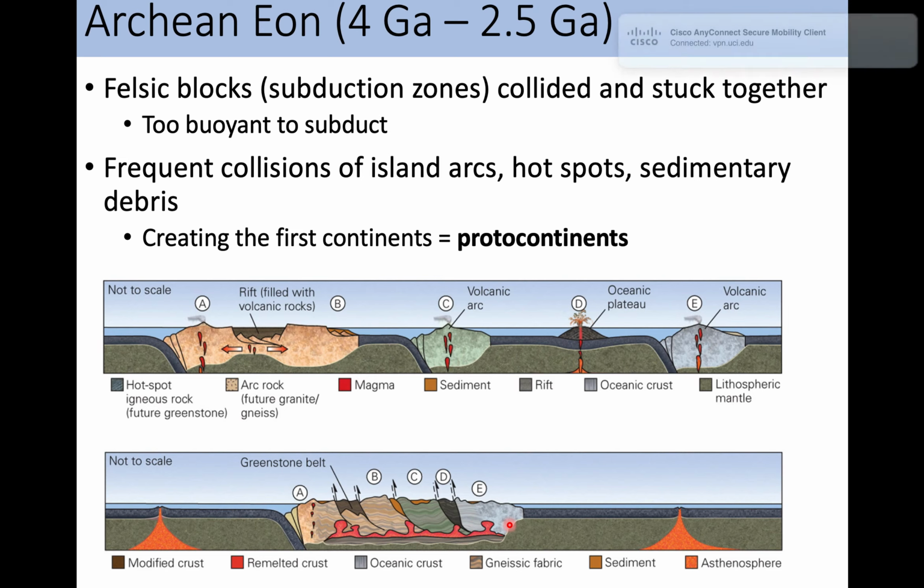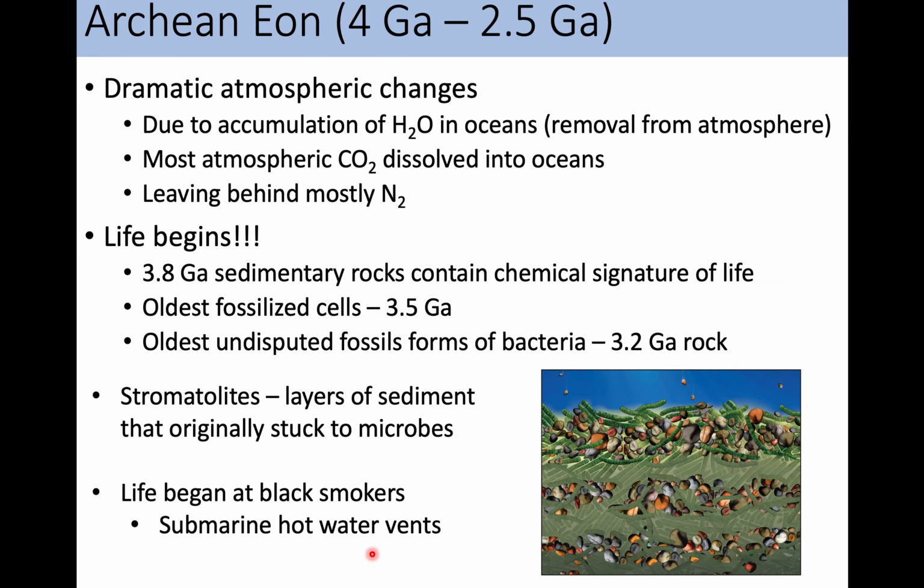So when our first felsic blocks of land started forming in this period, they formed in really small regions that were all then combined into what we call protocontinents. So the first sort of continents were formed by the collision of all of these smaller areas of crust. So this forms the protocontinents that would eventually become the continents that we know today.